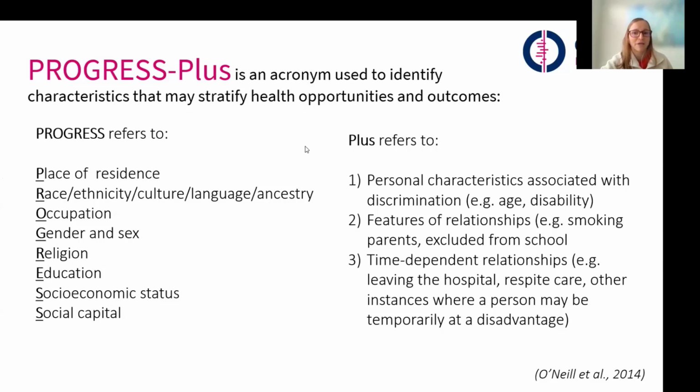But the PROGRESS-Plus part includes additional personal characteristics that could be associated with discrimination, like age or disability, features of relationships. So if somebody's excluded from school or lives in a house with parents who smoke, and then time-dependent relationships. So where someone may not always be considered to be at a disadvantage, but would be for a short period of time. Next slide.